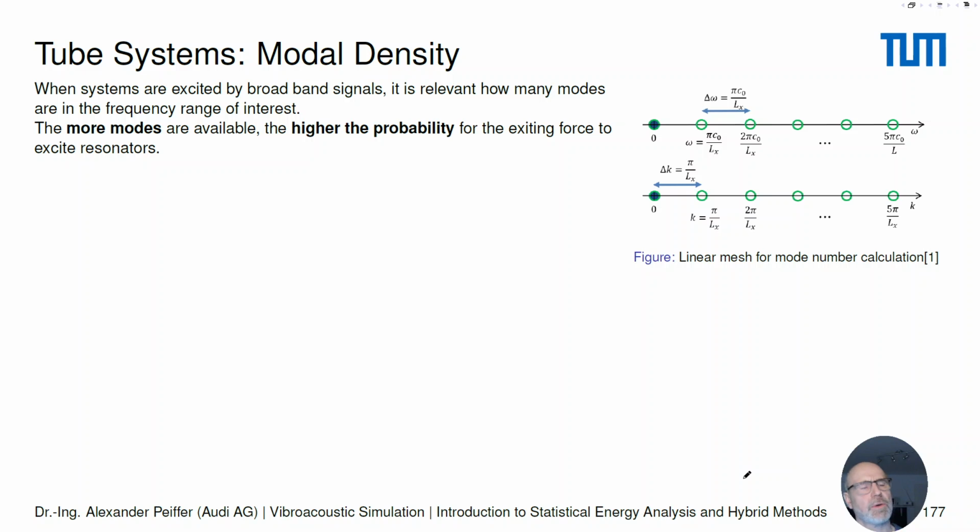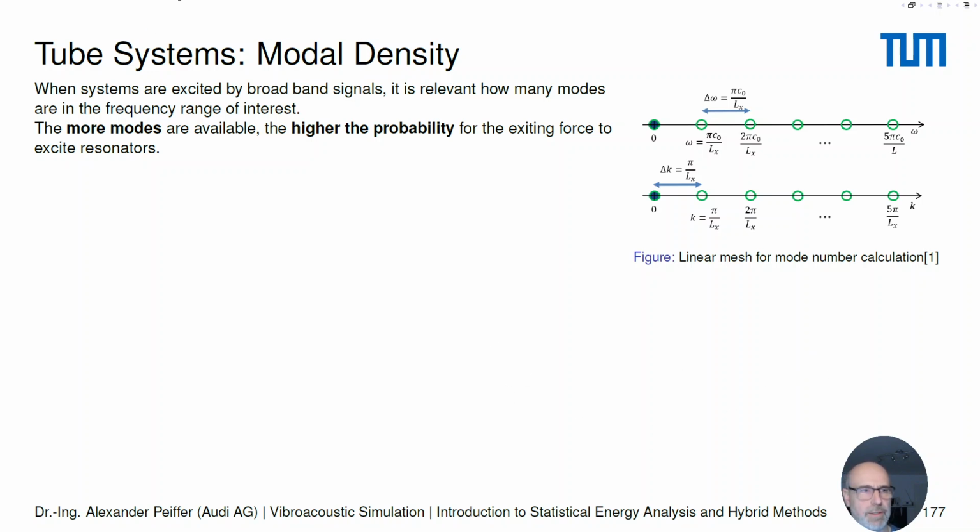Why do we need those modes? It could also be used to make a modal solution or a transformation into a modal system. But here in our context, it's much better to understand when we excite such a system by a broadband signal, as was shown in the statistical excitation chapter. We learned that the more modes are in our band, the higher the probability to excite all of the modes. That's an important quantity in SEA.